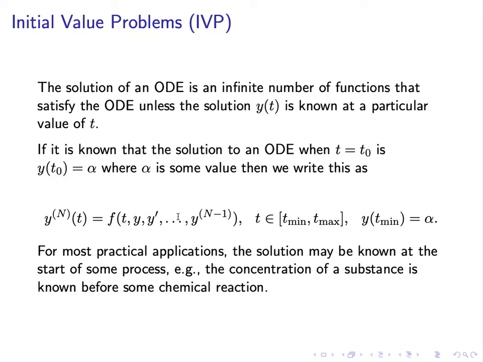Okay, and we can then write our ODE and include the domain, which is this t min to t max. So this interval is what we're interested in, and of course the initial value. So this is known as an IVP, and when we're dealing with ODEs, this is what we're actually saying we're solving. We're solving initial value problems. So for example, if you know the concentration of substance or substances in a chemical reaction before the reaction has taken place, we could solve that using an initial value problem.